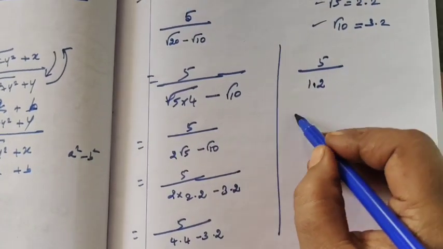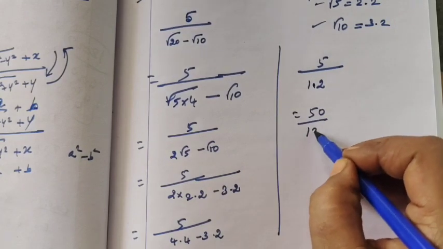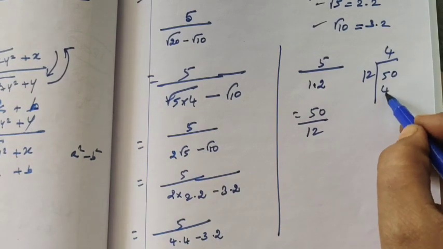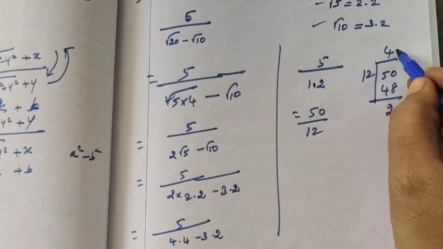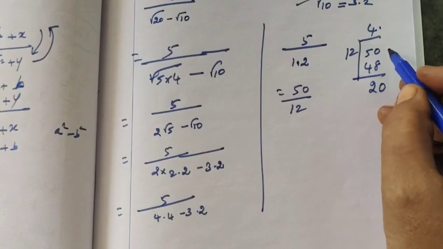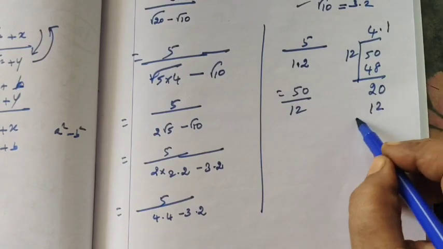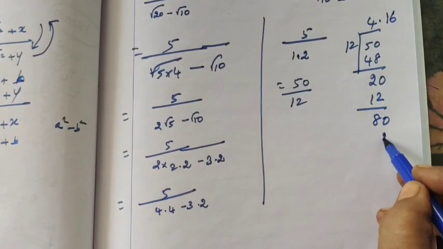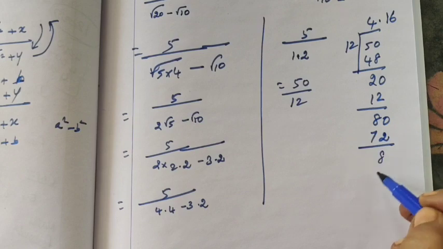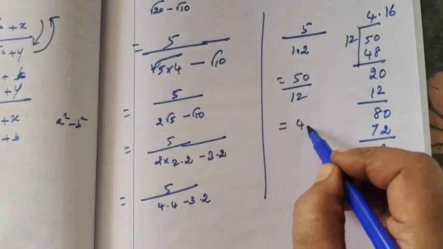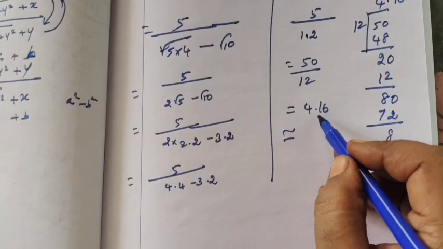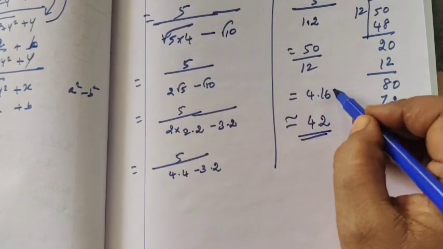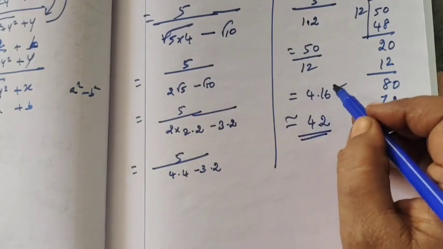So 50 by 12. So divide 50. 4 times 48, balance 2, then 0.0, 1 time 12, 8, 80, then 6 2s are 12, balance 1, 72, it will keep going like that. So equal to 4.16. So approximately, 1 decimal place, 5 and more than 5 means 4.2.